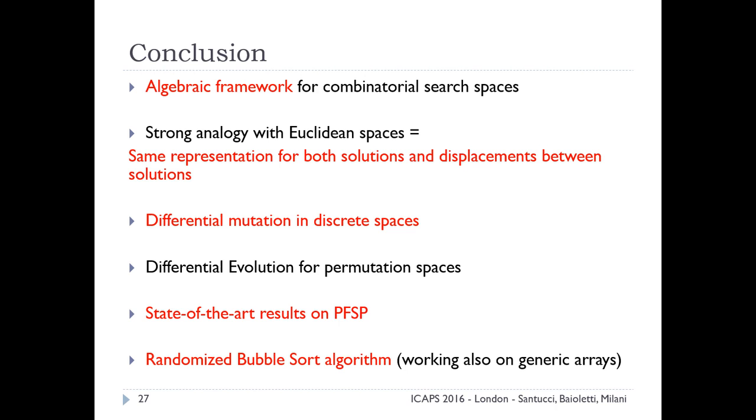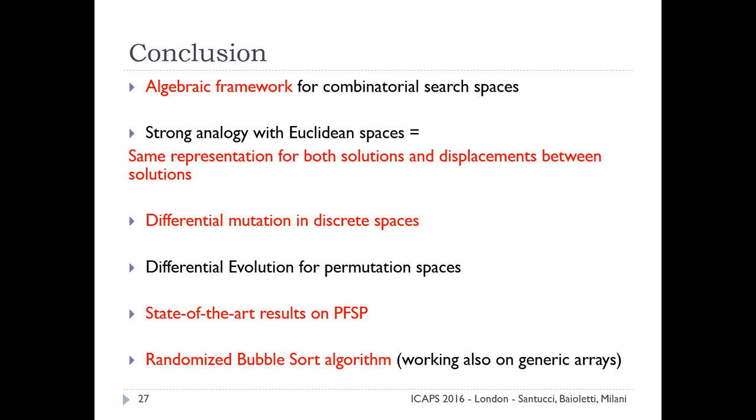We have introduced an algebraic framework for combinatorial search spaces. It can also work for other algorithms, for other search spaces. We have a very strong analogy with Euclidean spaces. In Euclidean spaces, you have real vectors that are both points of the space and displacements between points. The same is true in combinatorial spaces using this framework. We made a differential mutation, a differential evolution. We have new state-of-the-art results on this problem.